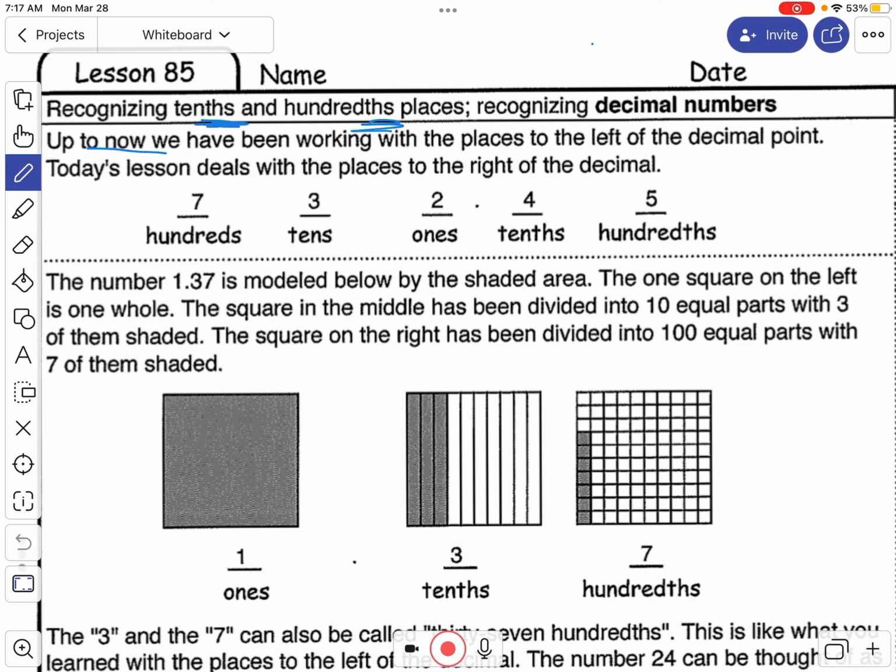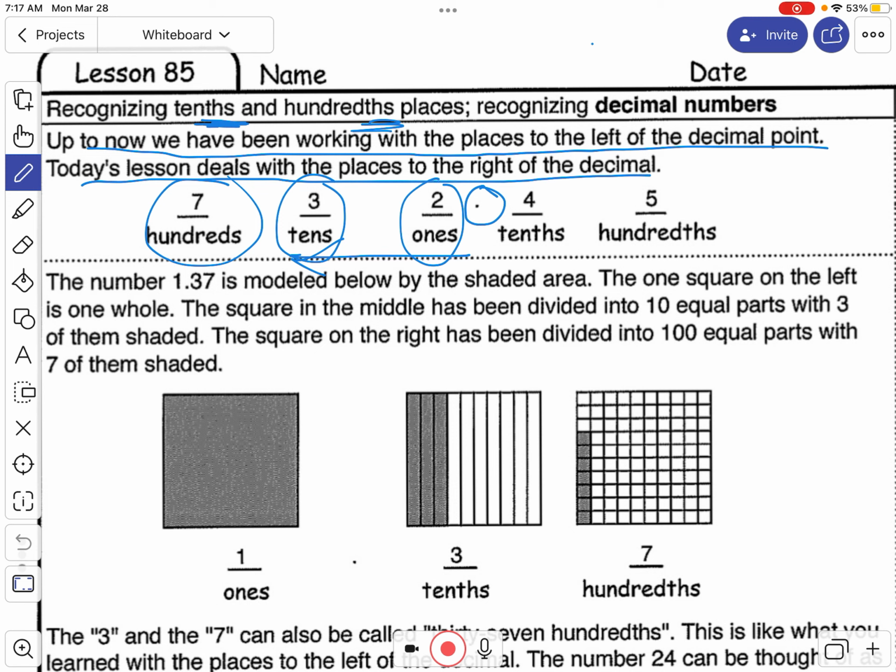So up to now, we have been working with the places to the left of the decimal point. Here's the decimal point. We've only been working with numbers that go this way: ones, tens, hundreds, and so on. You guys can go past that, of course. Today's lesson deals with places to the right of the decimal point. So here's the decimal point in a number. It's just a little dot, and we're going to go to the right of the decimal point.